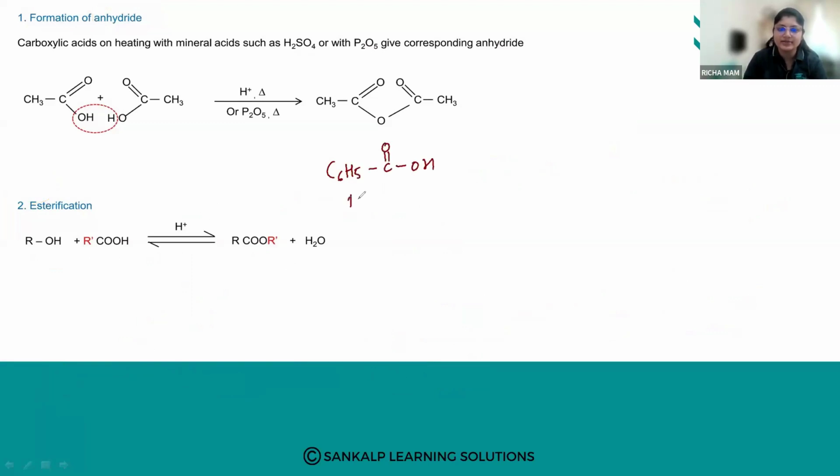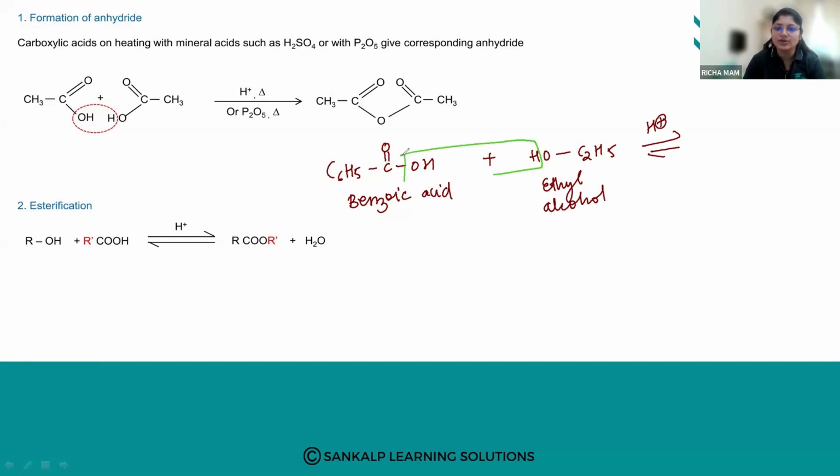So I have benzoic acid. Benzoic acid, I'm going to react it with ethanol, or you can call it ethyl alcohol, in the presence of H plus ions. What am I going to get? There will be loss of a water molecule. So the byproduct is H2O.